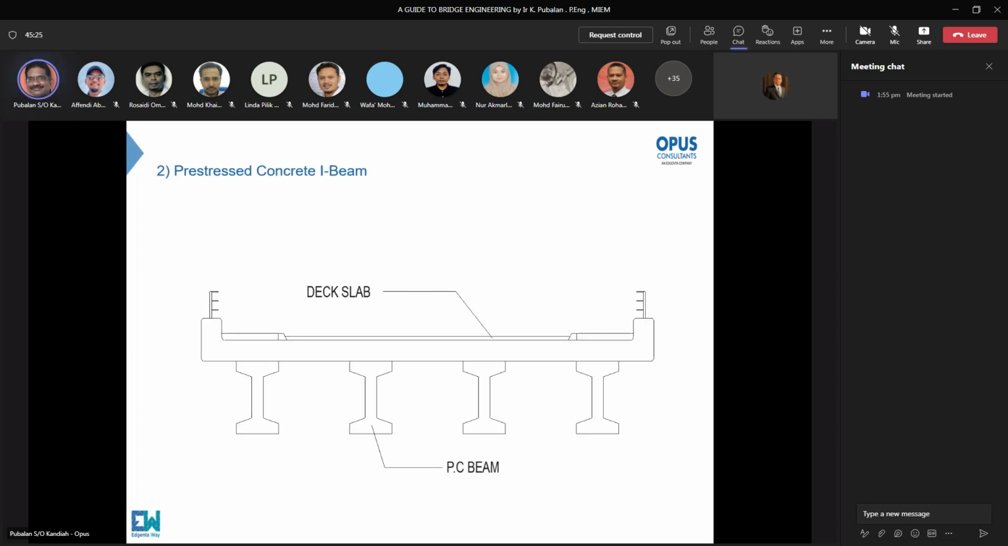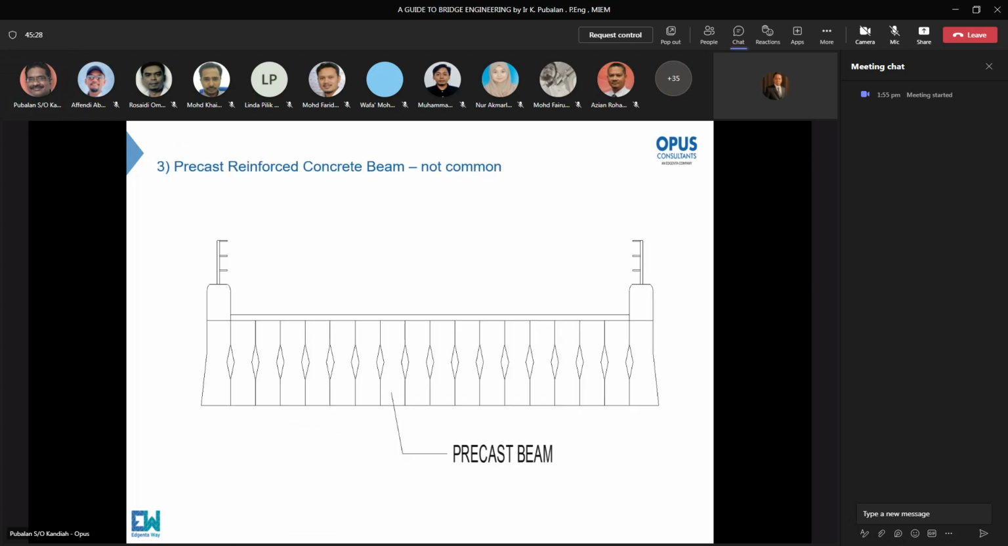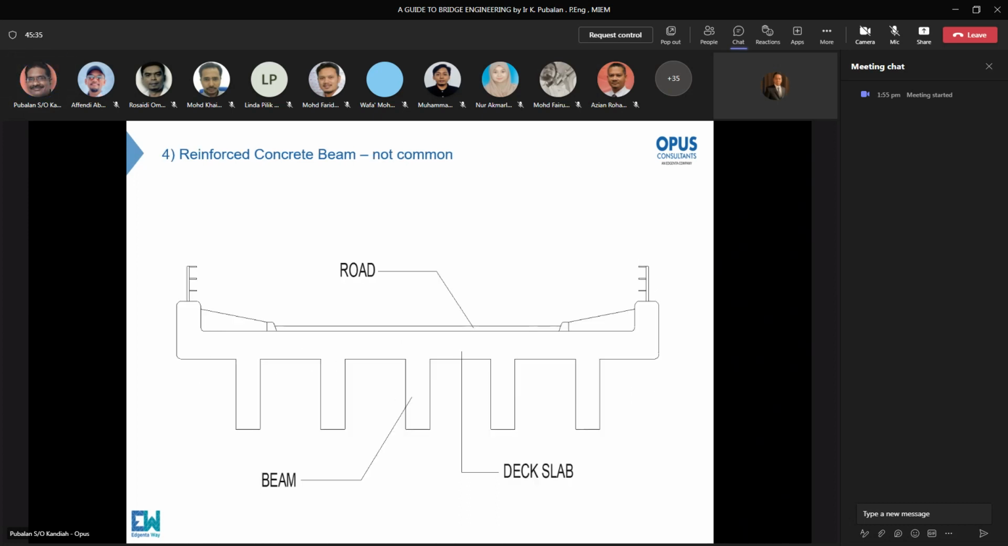Deck slab and precast beam, I-beam. Another picture of a precast beam; this kind of precast beam is not common. You have beam, road, and deck slab. Superimposed dead load, SDL, is the road material and your parapets and your curb. This is SDL. Your dead load is the beams and your deck slab. Your live load is the traffic and all on top.